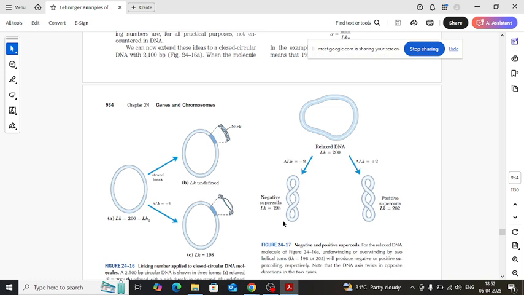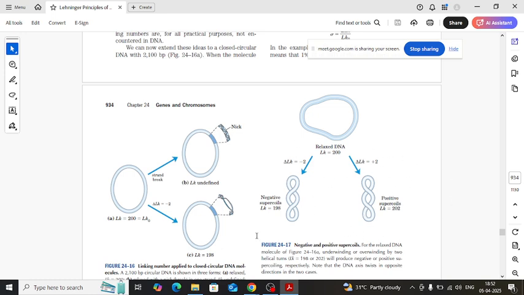As the linking number has been reduced, it will induce the negative supercoiling. And if you introduce two more turns here, if you increase the linking number by 2, then the final linking number will be 200 plus 2, which is 202. That is positive. That will induce the positive supercoiling.